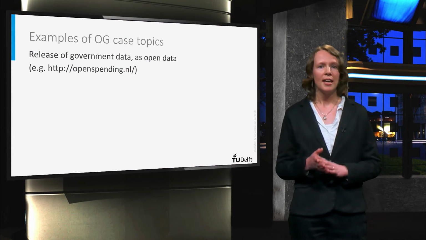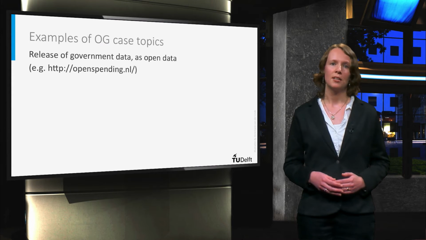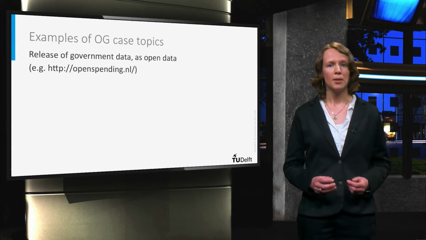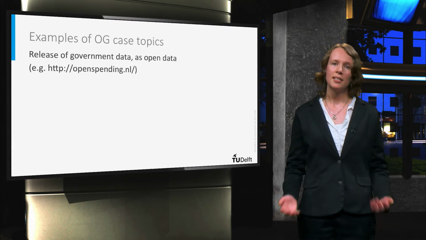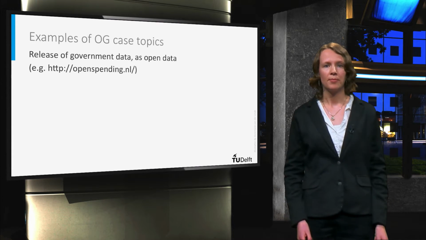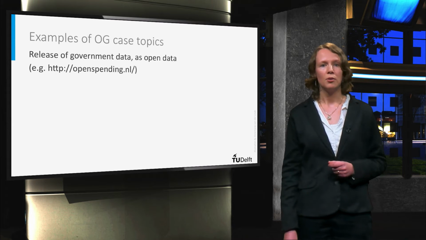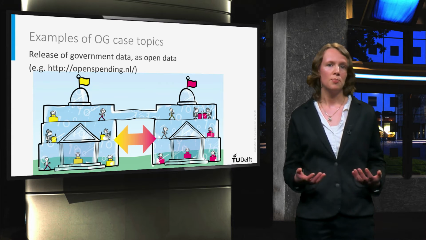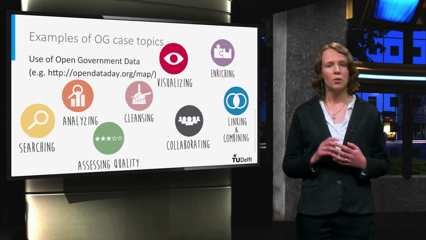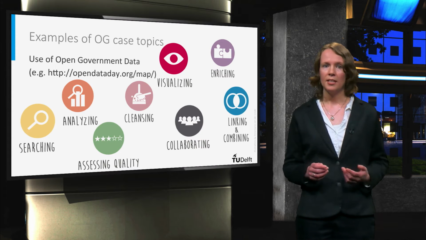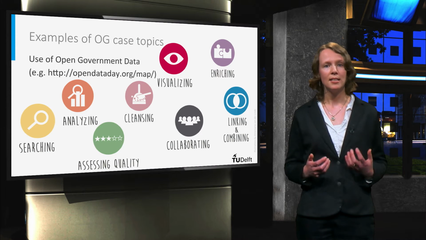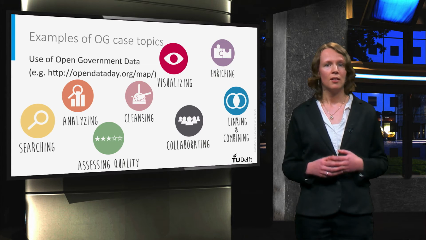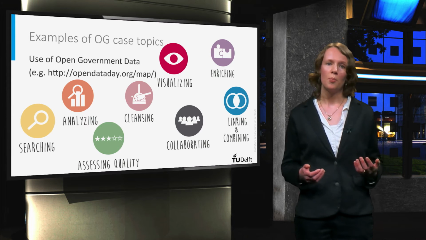First, your case may discuss the release of government data to the public as open data. For instance, public spending data can be opened, as is done by the Open State Foundation. This may reveal money flows between organizations and can contribute to transparency and accountability. Or second, you can describe a case where open government data is used by citizens, entrepreneurs, journalists, or other stakeholders. For instance, at the International Open Data Hackathon.